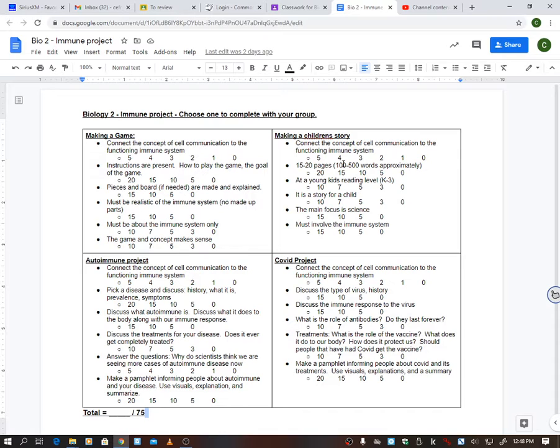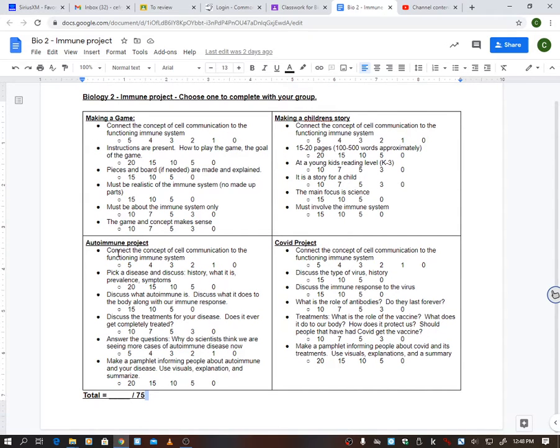Remember, I don't want to say dumb it down, but you really need to simplify this for younger kids. So not a lot of words. I know with Emerson's book, she may have a page that has 3 to 5 words on it, and then the next page may have 2 sentences. It just depends. Now, I know that some of these go up, when I was researching it online, they go up beyond 500, but I think that's a good starting point. Make sure it is for a child. The main focus is science, your immune system, and it must involve the immune system.